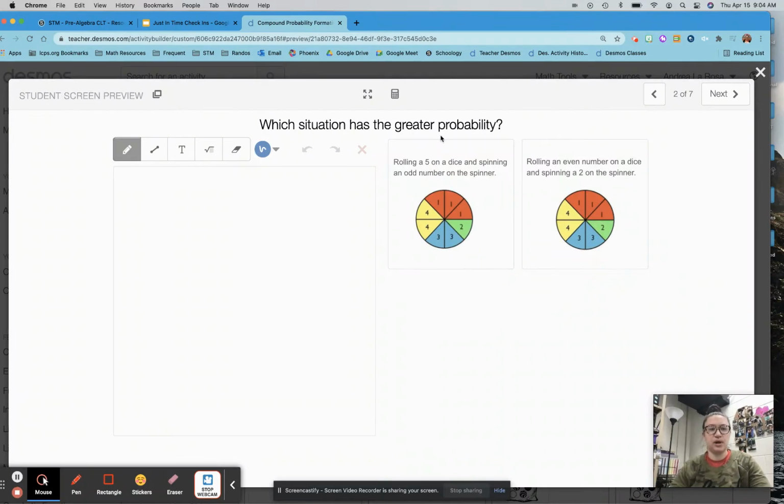All right, so this first problem on our formative, a lot of people were not reading this one carefully. There's two different situations, and that was ugly. Need to see which one has the greater probability. What does greater mean? Bigger.